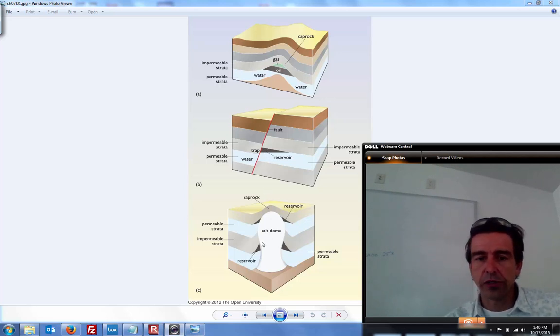Another way too is for a salt dome to form. This is something that's crystallizing down as salt is coming out of solution with the surrounding water. And again, you have the liquids being trapped more or less by the interface between the 2 solids.